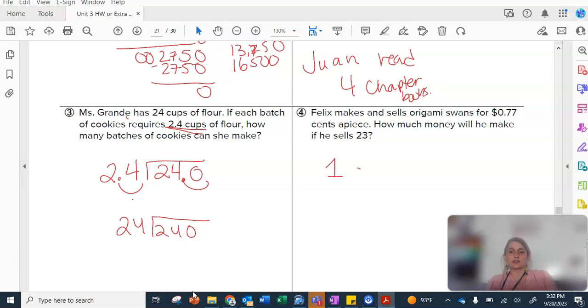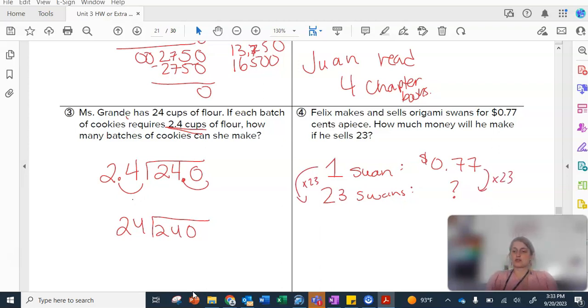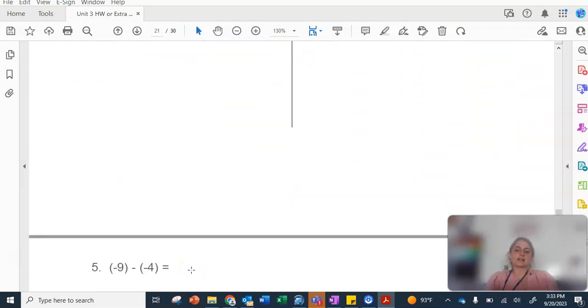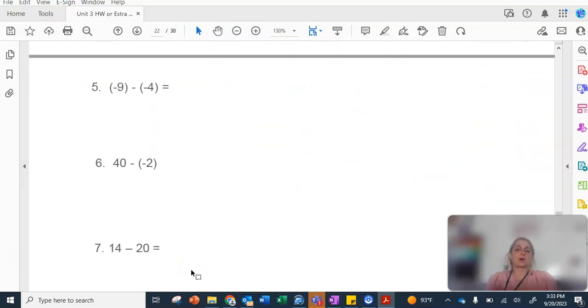I was going to try and draw it for you, but there's no way. 1 swan for 77 cents. If he sells 23 swans, how much money is that? To get from 1 to 23, I'd have to multiply it times 23. I don't think this is a dividing problem. Show your work to get your final answer on the back. Whew, thank goodness, no more word problems.